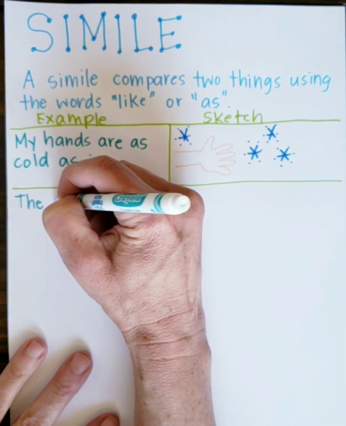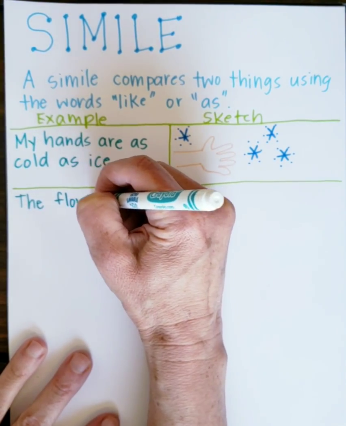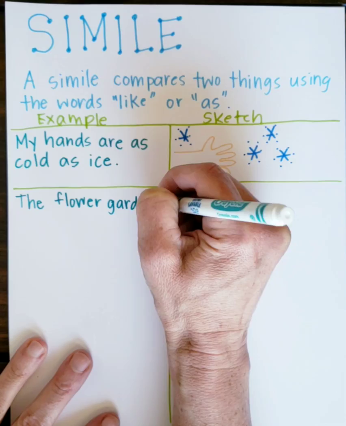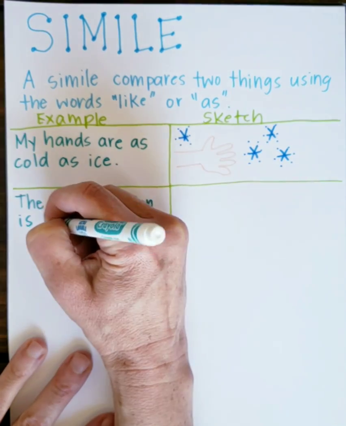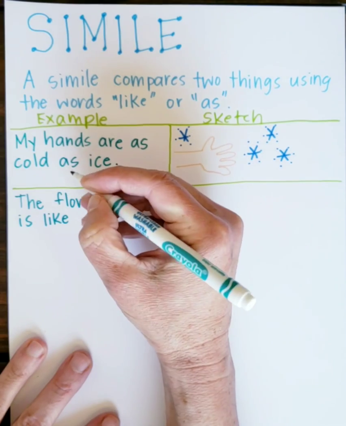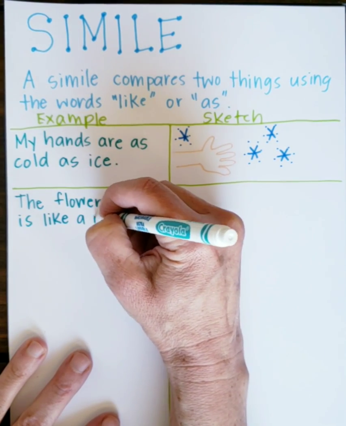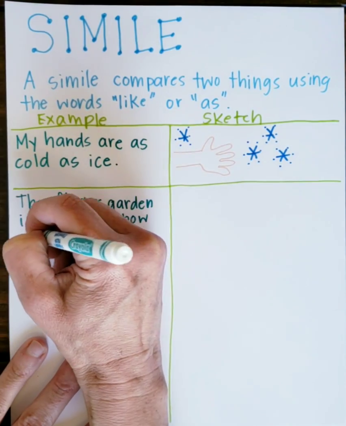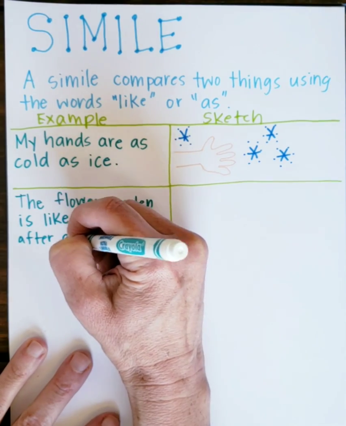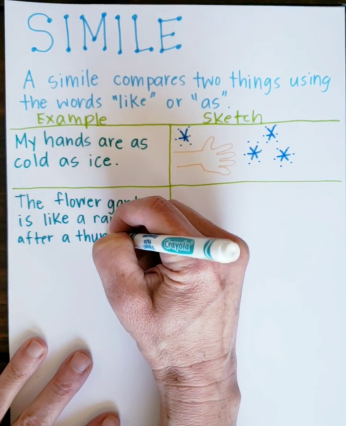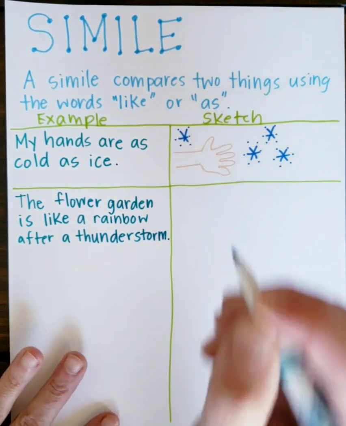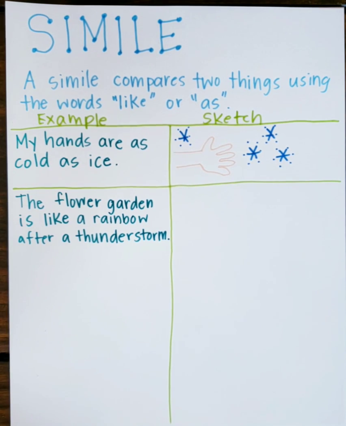So I'm gonna say the flower garden is like a rainbow after a thunderstorm. Okay, and now I'm gonna make a quick sketch of my flower garden.